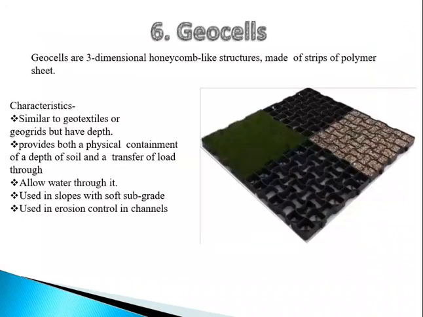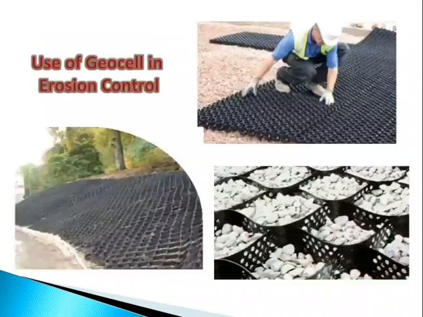Next one is geocells. Geocells are three-dimensional honeycomb-like structures made up of strips of polymer sheet. Their characteristics are similar to geotextiles or geogrids but have depth, provide both physical confinement of soil and transfer the load through it. They also allow water through, are used on slopes with soft subgrade, and in erosion control in channels. So you can see how geocells are used in erosion control.